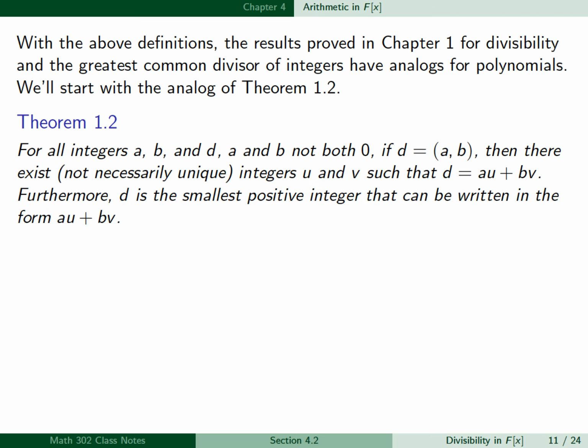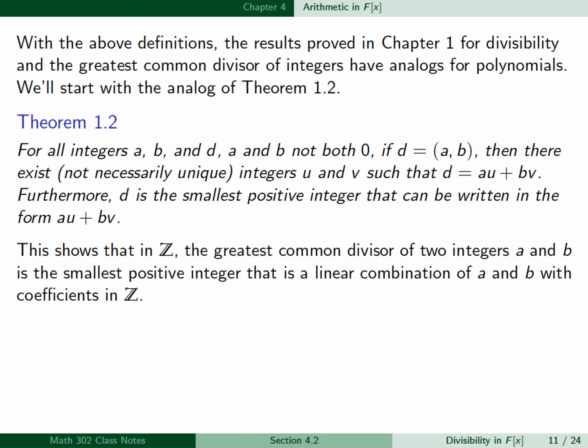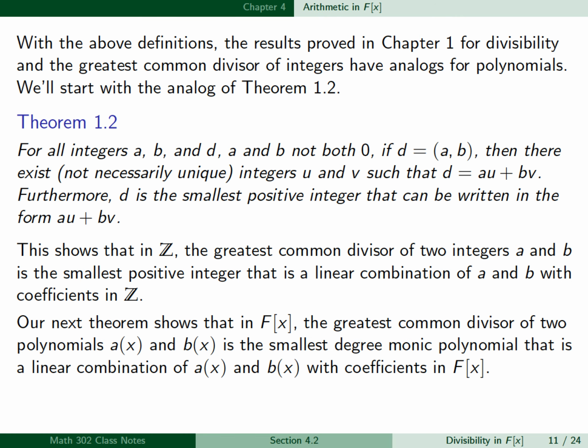Furthermore, d is the smallest positive integer that can be written in the form au plus bv. So this theorem shows that in the integers, the greatest common divisor of two integers a and b is the smallest positive integer that is a linear combination of a and b with coefficients in Z. Our next theorem shows that in F[x], the greatest common divisor of two polynomials, a(x) and b(x), is the smallest degree monic polynomial that is a linear combination of a(x) and b(x) with coefficients in F[x].